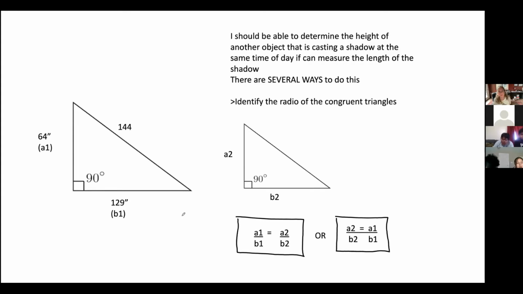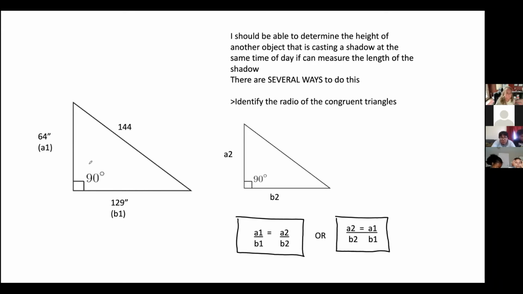Now I should be able to determine the height of other objects that are casting a shadow at the same time of day if I can measure the shadow. Several ways to do this. First, you can just identify the ratio of the congruent triangles.